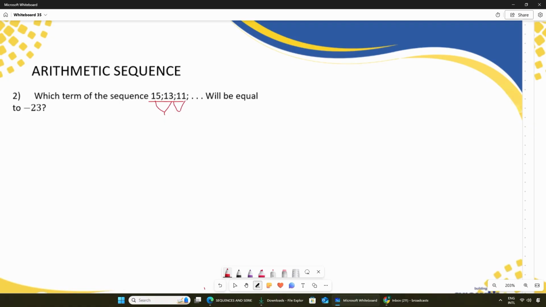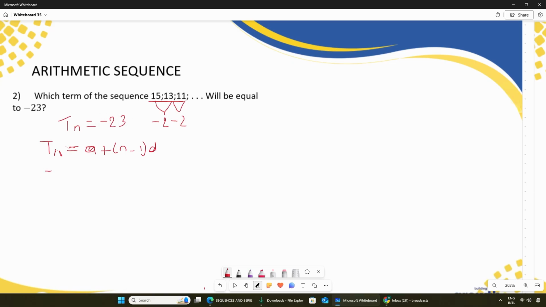So first we have to find out which sequence we are dealing with, because that's the mistake that we make in the exams. We always jump into the question without checking if the sequence is arithmetic or geometric. 13 minus 15 gives us negative 2. 11 minus 13 gives us negative 2. So we can conclude that this is an arithmetic sequence. Going to bring all the information that we know about arithmetic sequence. So that is Tn equals A plus n minus 1 d. Okay, so they gave you Tn. That simply means they gave you the value of a particular term. Now we are looking for that term number.